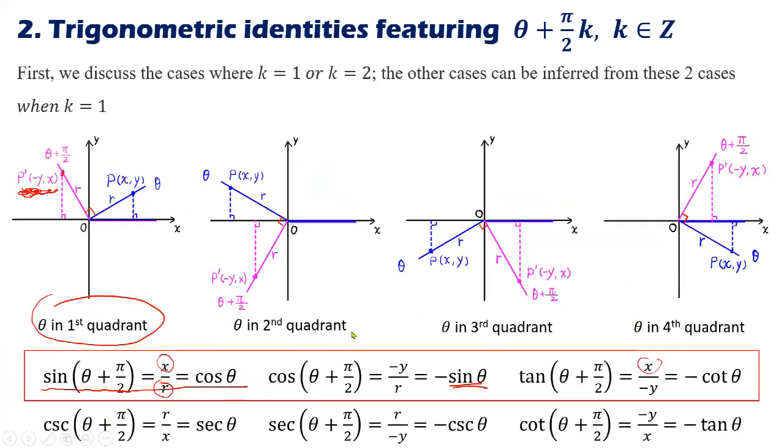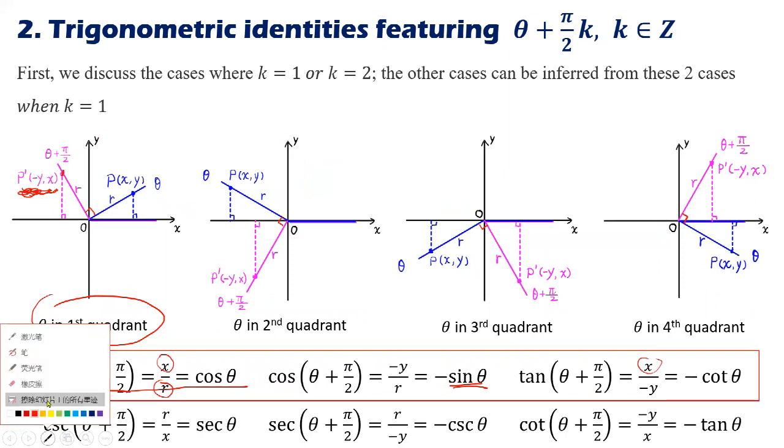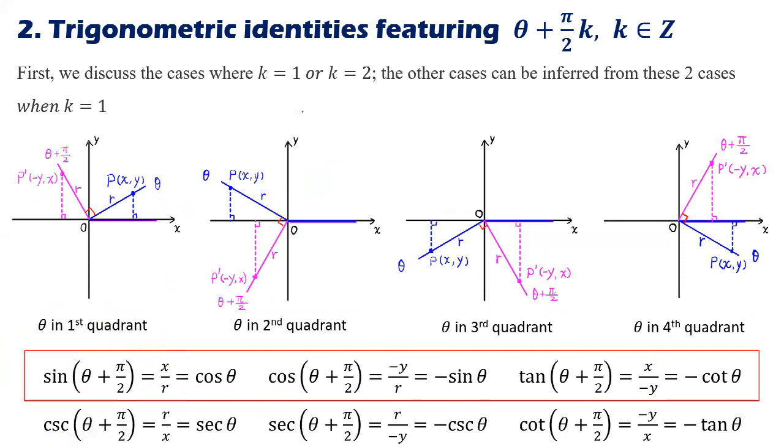Okay, so let's make a summary. For trigonometric identities featuring theta plus half pi times k, when k is 1, that means half pi times k is half pi, right? We have the following trigonometric identities. First, sine theta plus half pi equals cosine theta. Then cosine theta plus half pi is minus sine theta. And tangent theta plus half pi is minus cotangent theta, right?